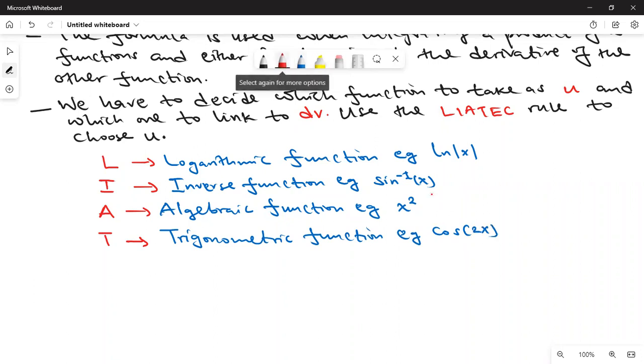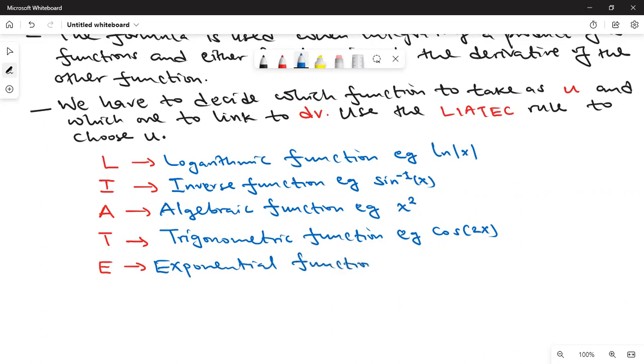Then we have E. The E denotes exponential function, for example exponential 3x. And lastly, we have the C, which means the constant, for example 2. So this is the order that we follow to decide which function is supposed to be u.